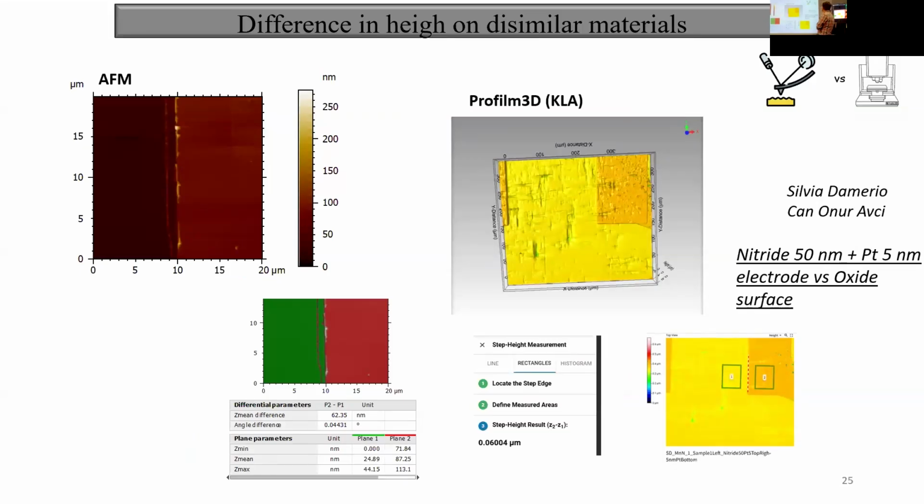Another example of success is these electrodes from Jan and Sylvia. They are having an oxide here, and here an electrode of nitride and platinum. And for this particular thickness, we got good results, also working with this dissimilar material option on the software in the post-treatment, okay? So for a set of different samples of different thicknesses of this kind, we could set like a recipe for analyzing this data.